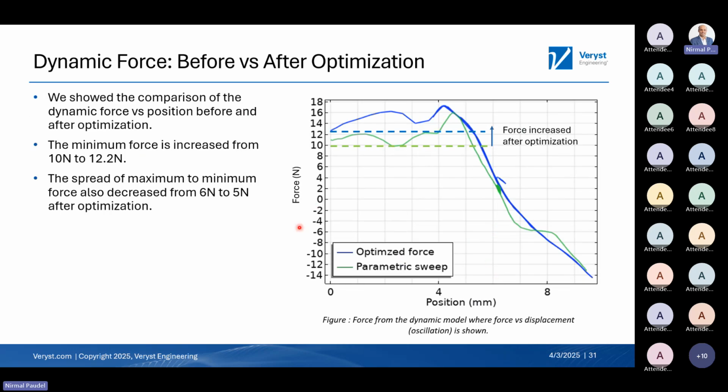So, comparison before and after optimizations. The green line is before optimization, where we had a green bar here, only up to 10 Newton. And after optimization, we achieved slightly over 12 Newton force. And also the spread of minimum to maximum force within this range decreased from 6 Newton to 5 Newton after optimizations.